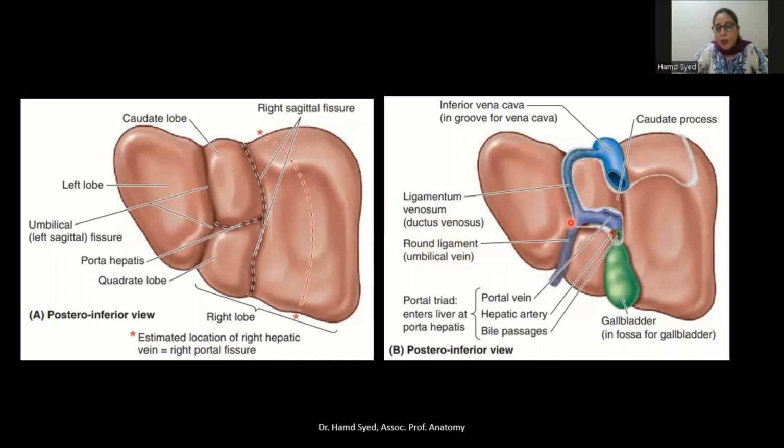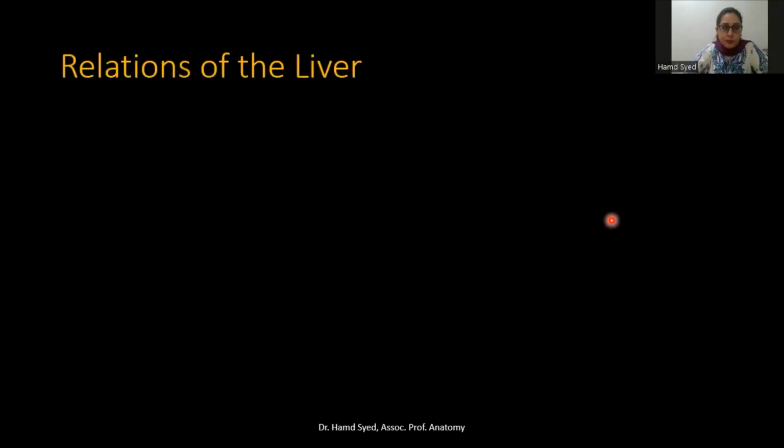It forms the left vertical part of the H. And the right vertical part of the H is formed by the imaginary line passing from the inferior vena cava to the gallbladder. And here the crosspiece of the H is the Porta Hepatis. And these are the important landmarks on the visceral surface of the liver.